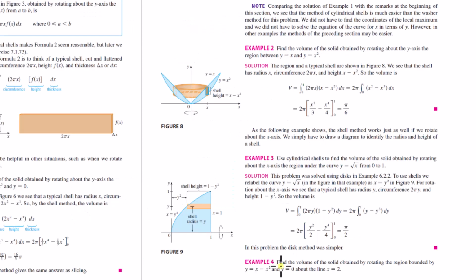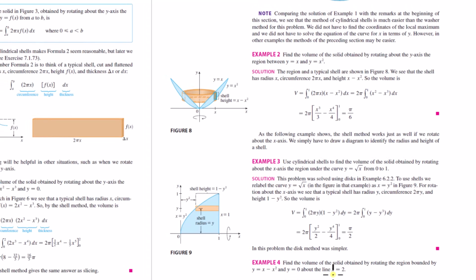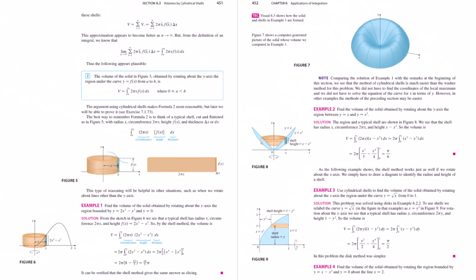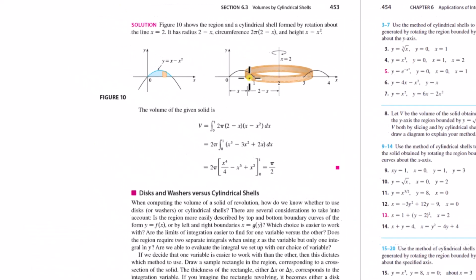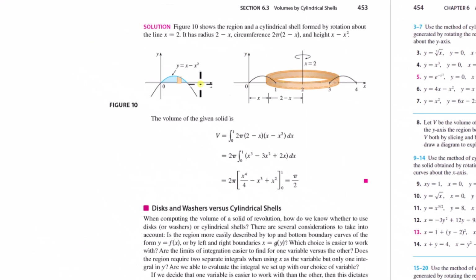Okay, last example. Find the volume of the solid obtained by rotating the region bounded by y is equal to x minus x squared and y is equal to 0 about the line x is equal to 2. So we're not going to be rotating about the x or the y axis, but it's the same idea. You're going to be breaking it up into shells, just like we did problems where you could use discs or washers for rotating about a line like y is equal to 3 or x is equal to 2.